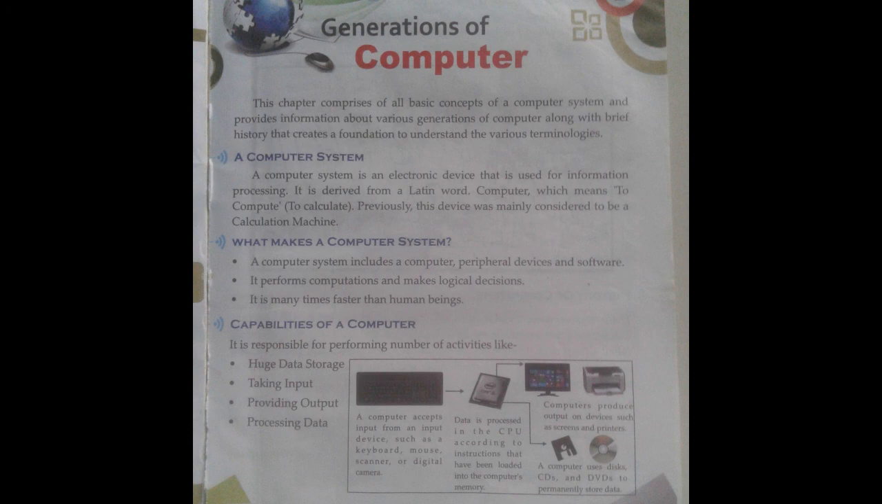Now second heading. What makes a computer system? If we see what the parts of a computer system are, we find computer system includes computer, peripheral device and software. Peripheral device means all those devices which we can touch. Number 2. It performs computation and makes logical decisions. It's very simple.